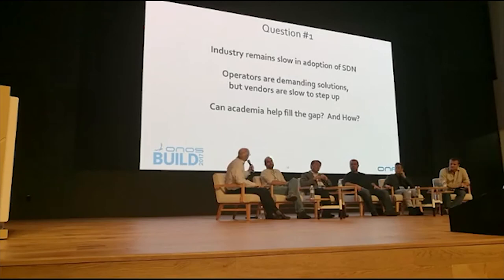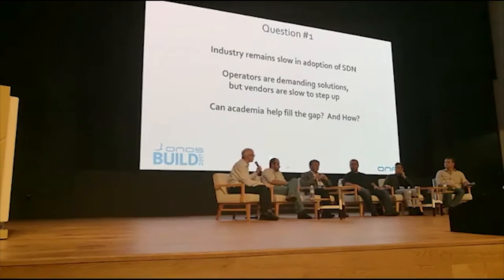We are actually hearing some ways in which academia is already helping to fill the gap, not only working on problems, but educating people, training, working with ONF, ON.Lab, and people going back and forth. All of those things have been really helpful. But the big picture from my perspective is, is there more that we can do, both on your end and on the ONF side and elsewhere in the community? Does that prompt any thoughts from any of you?